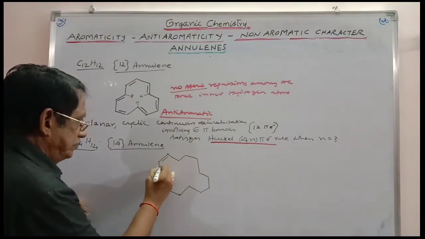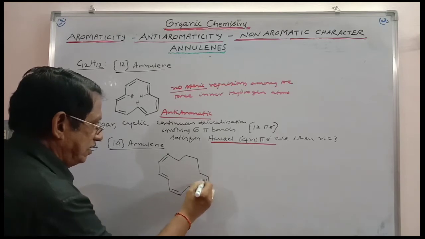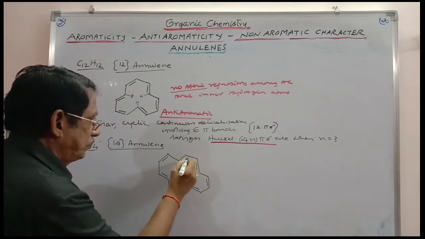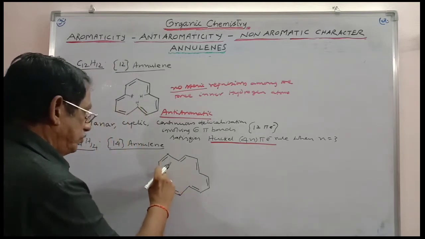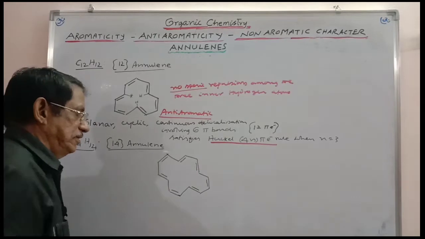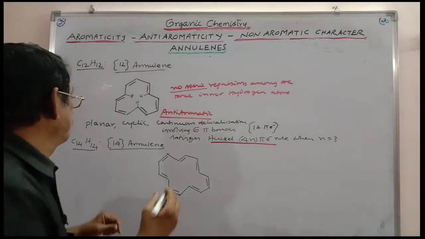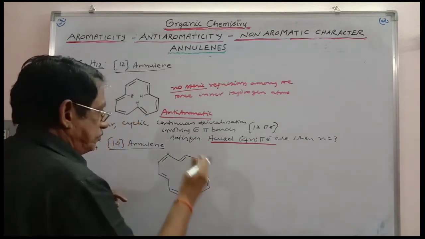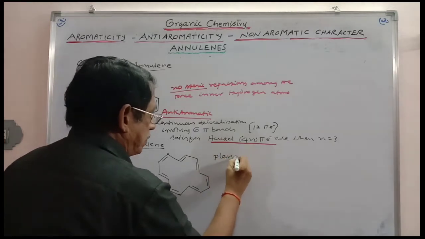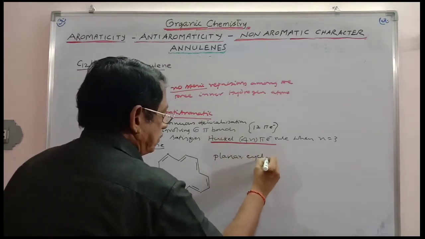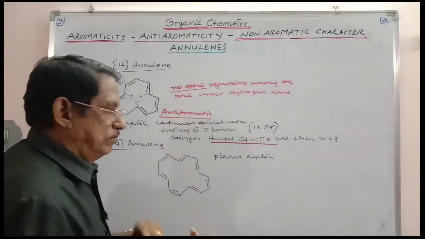Start from this place. 1, 2, 3, 4, 5, 6, 7, 8, 9, 10, 11, 12, 13. Okay. There are totally 7 pi bonds. This is the structure. Now let us take, as it is sp2 carbons, a planar system, a monocyclic planar system here. This is planar. This is cyclic. Okay. Pi bond conjugation is there throughout the periphery of the molecule.